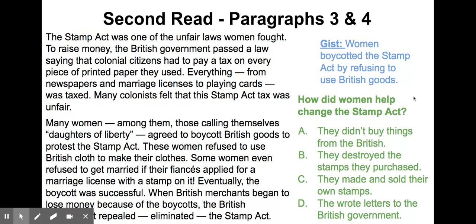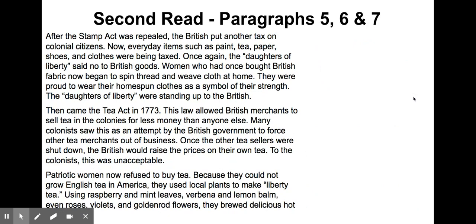Let's move forward to the next paragraphs. After the Stamp Act was repealed, the British put another tax on the colonial citizens as well. They're probably getting really angry now. Now, everyday items such as paint, tea, paper, shoes, and clothes were being taxed. Well, I'm going to underline that. This again tells me some things that the government is doing to probably make some colonists really angry.